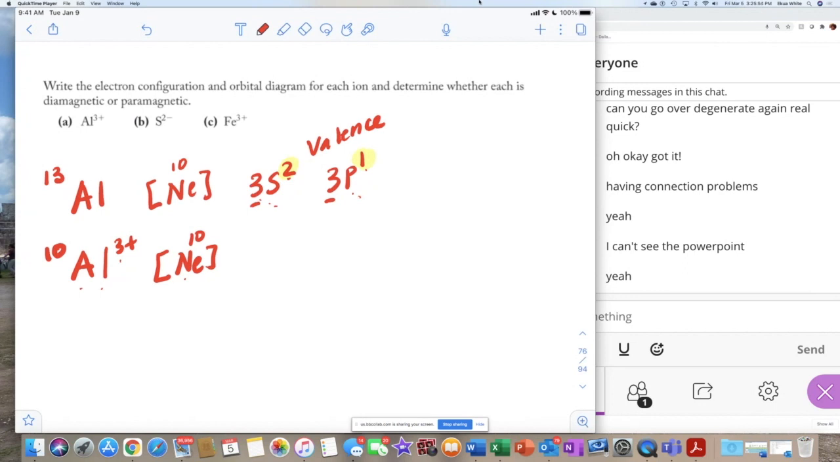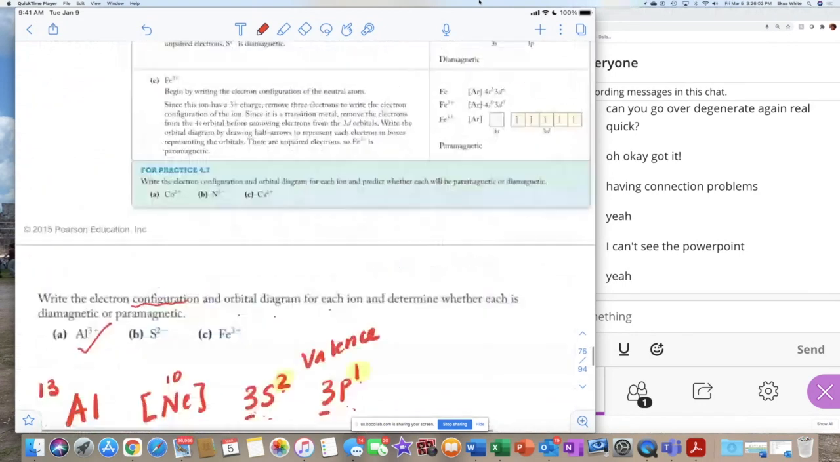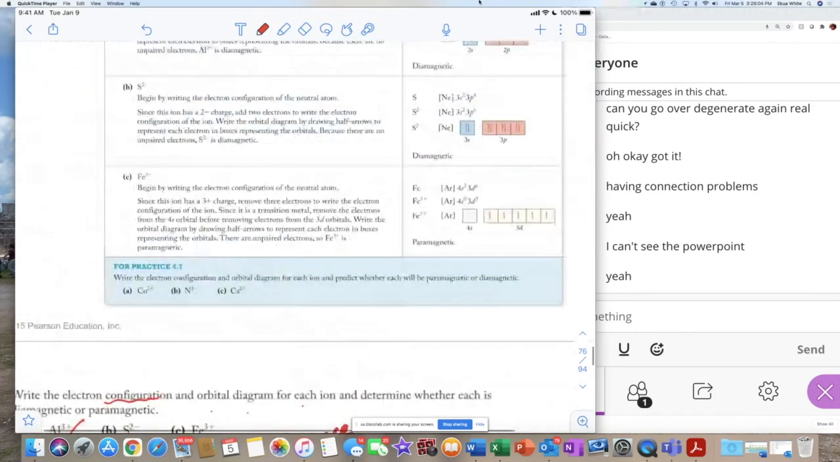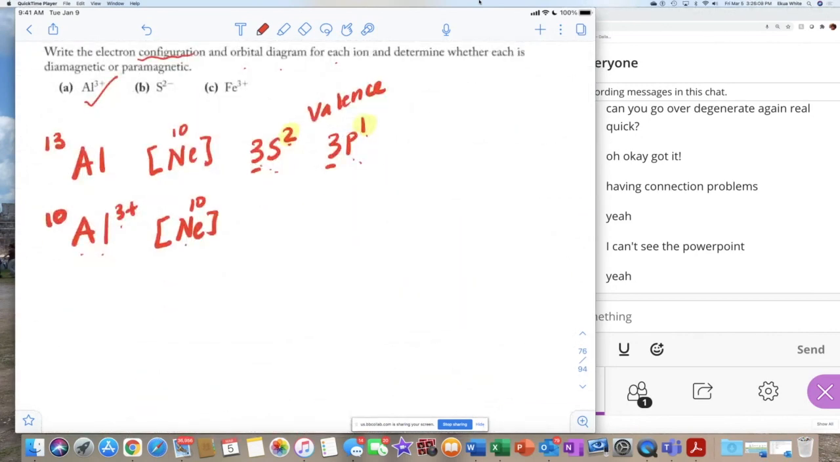So now that we have the electronic configuration of aluminum with 3 plus, they want us to draw the orbital diagram. So we're drawing the orbital diagram of what remains. In this case, we're kind of drawing the orbital diagram of neon. That's what they do here. So I'll just draw the orbital diagram of whatever remains, right? The remaining configuration has 10 electrons, and mine will be slightly different from theirs.